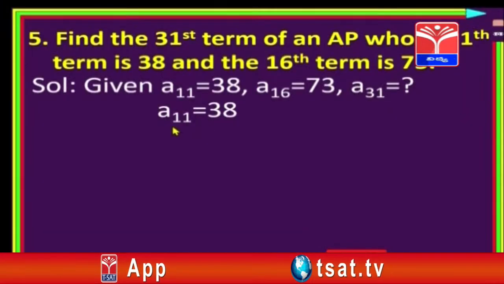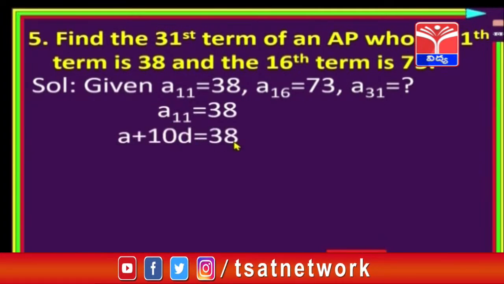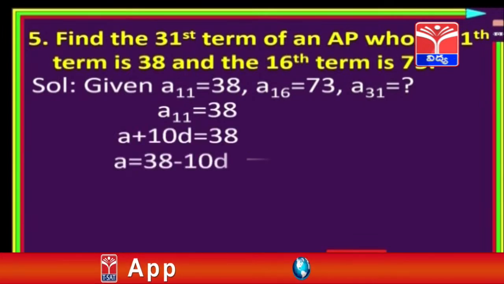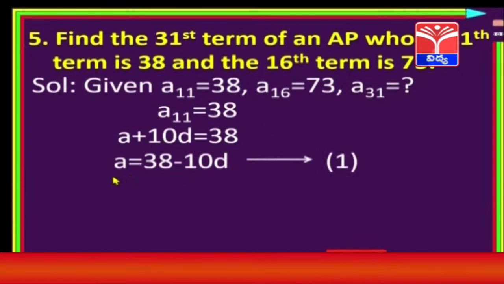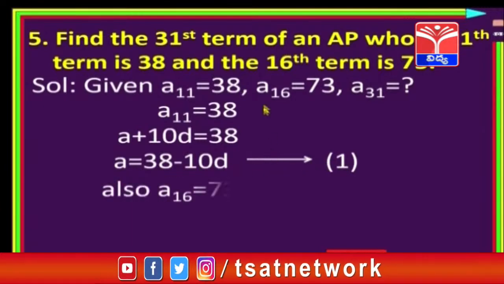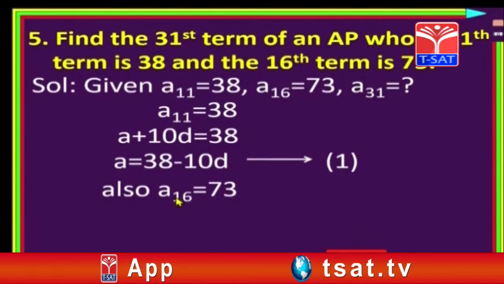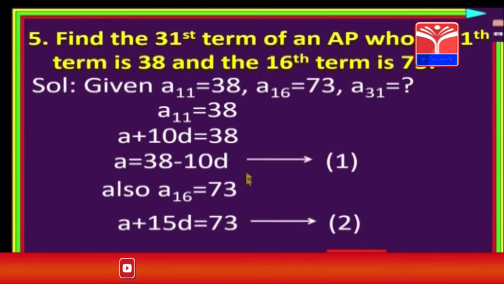A11 is equal to 38. What is A11? A11 is nothing but A plus 10D from the nth term formula, that is A plus 10D is equal to 38. From this I am writing A as 38 minus 10D. So bring 10D to the right hand side, we will get A is equal to 38 minus 10D, which is relation 1. Next, the second condition: the 16th term is 73, A16 is equal to 73. A16 is nothing but A plus 15D, which is equal to 73. This is relation 2. So solve these two relations.